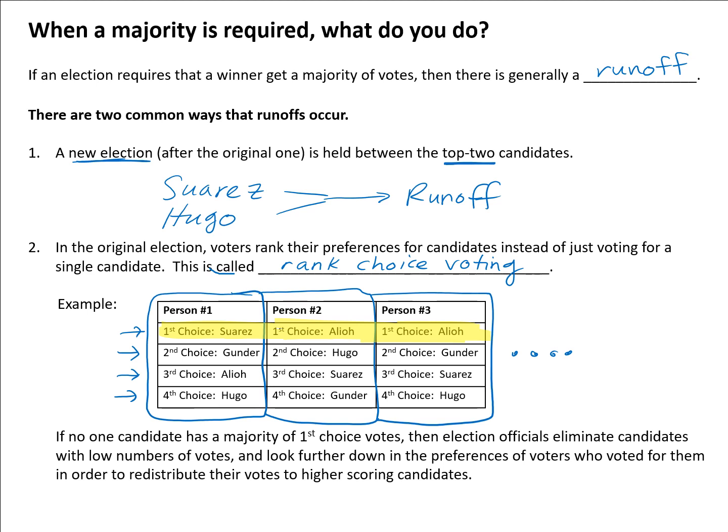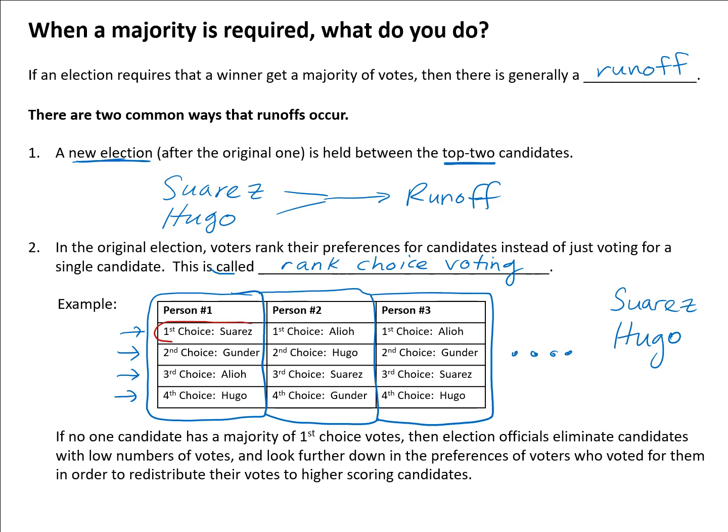And if there is someone who gets a majority, that person would automatically win. But if no one gets a majority, they go to the top candidates and look at the ballots again with preferences with those two candidates in mind. So if we wanted to have a runoff with Suarez and Hugo, we would look at each ballot in terms of preference and circle who would continue on. So again, we're looking past just first choice now. We're looking at the entire person's ballot.